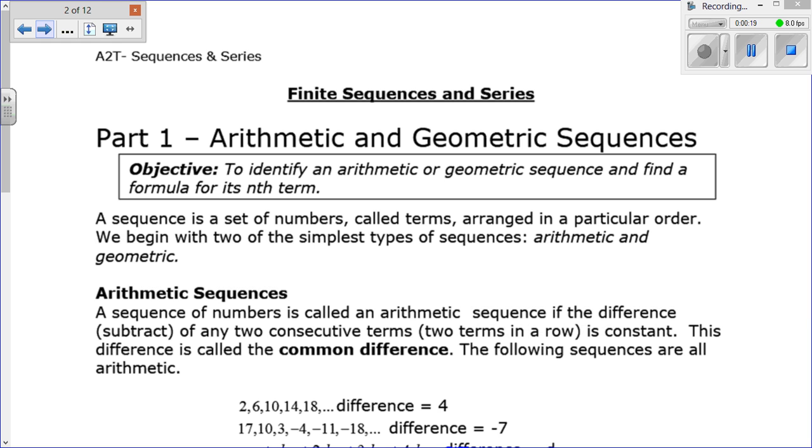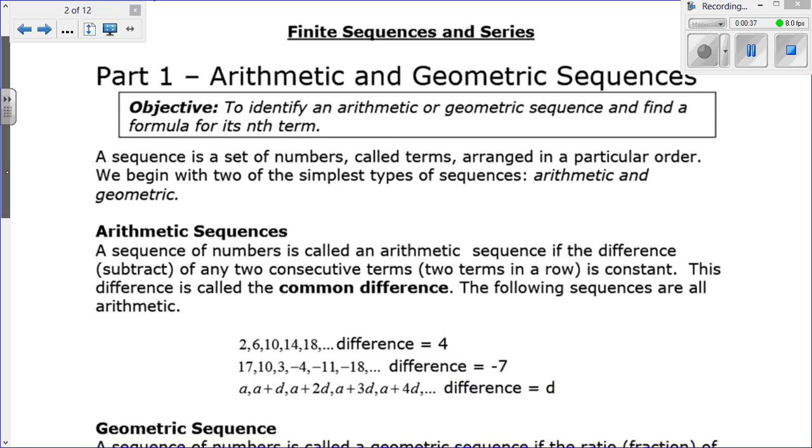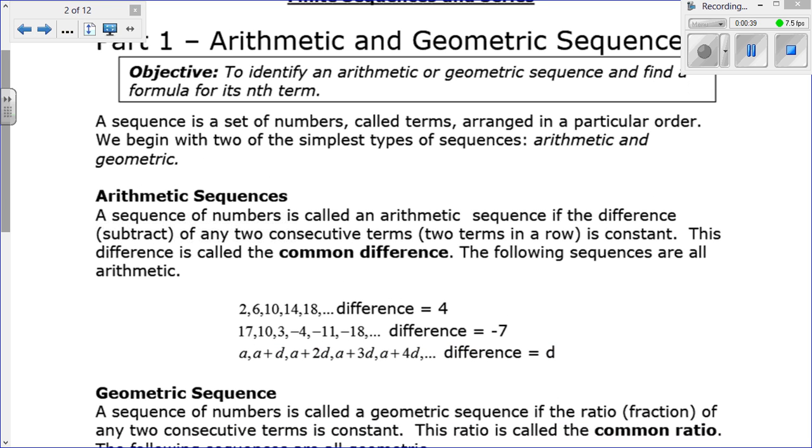All right, part one is arithmetic and geometric sequences. The objective is to identify an arithmetic or geometric sequence and find a formula for its nth term. A sequence is a set of numbers called terms arranged in a particular order. We will begin with two of the simplest types of sequences, arithmetic and geometric.